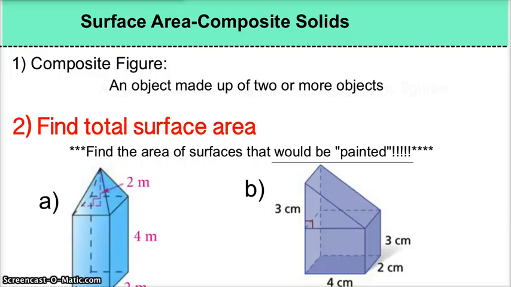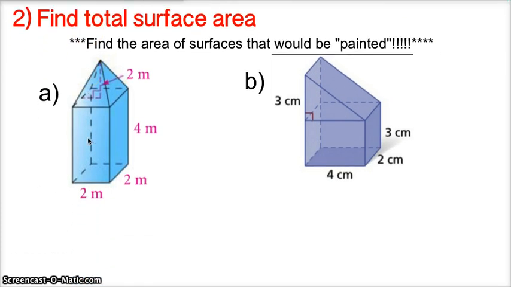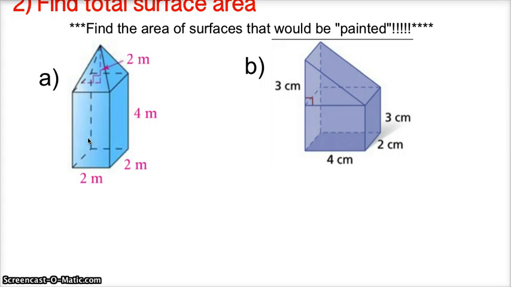The purpose of this lesson is to instruct you on how to find the surface area of composite solids. A composite solid or a composite figure is an object or a figure that's made up of two or more objects. The first two that you have in your notes. All right, so for letter A, well actually, hold on one second.